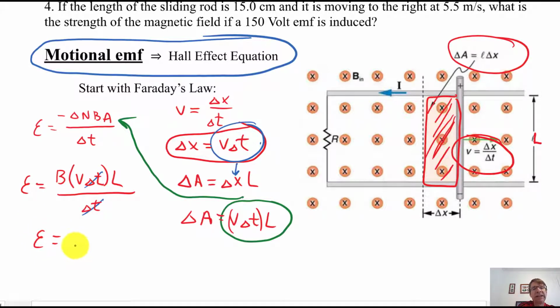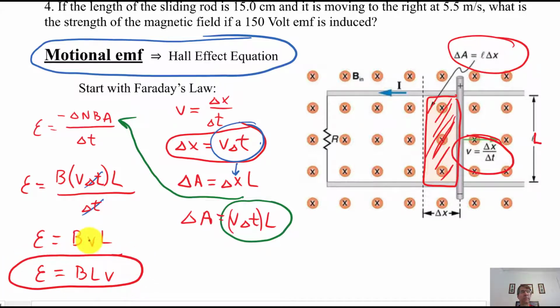So then you end up with, basically, BVL, which I don't like it that way. V is the velocity. The way I've written it, the Hall effect equation is the same equation, BLV, so I'm kind of switching these around. Doesn't matter what order you multiply them in, but that's the Hall effect equation. In this application, they call it motional EMF because something's moved, the wire is moving in a straight line or being pulled to the right.